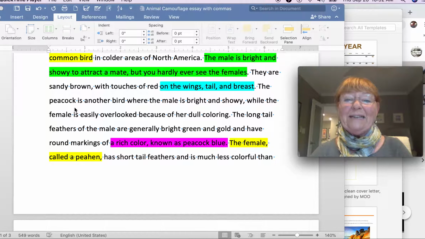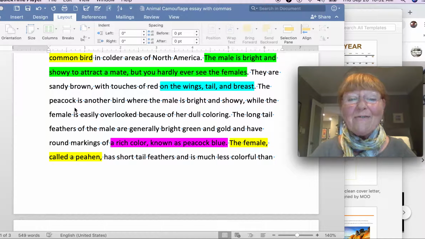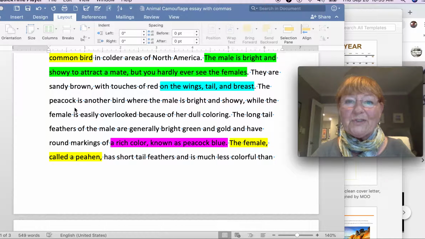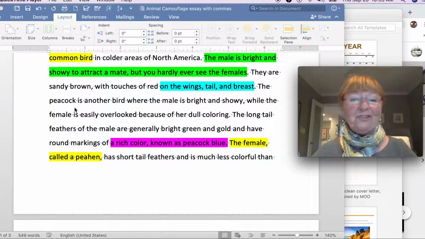When you take out the which is, you use a comma instead. Then in the green, the male is bright and showy to attract a mate, but you hardly ever see the females. That's an example of your famous FANBOYS. B for but. Those letters begin words that are coordinate conjunctions, and they combine two main clauses. Therefore, there is always a comma in front of that conjunction, not afterwards, in front.